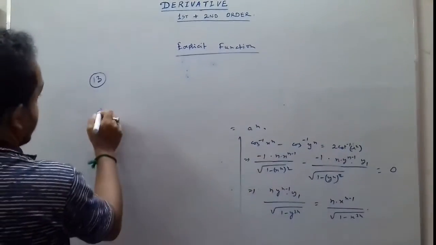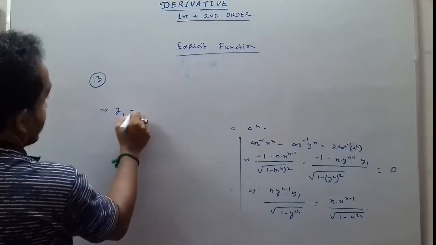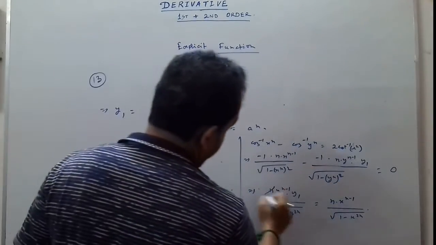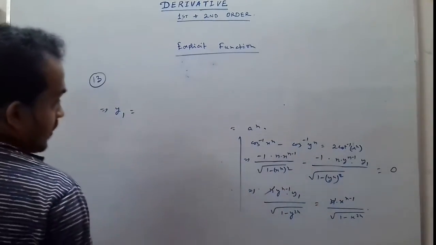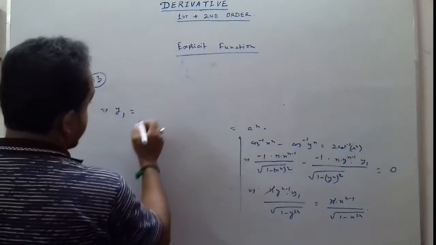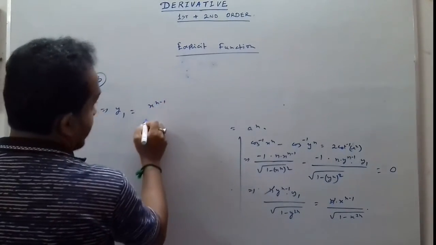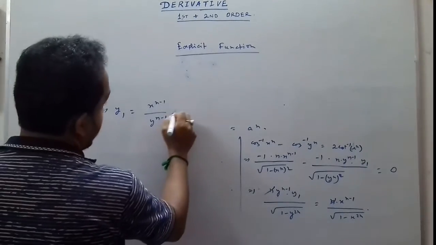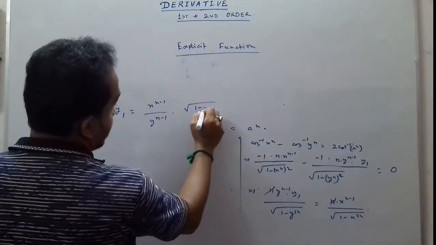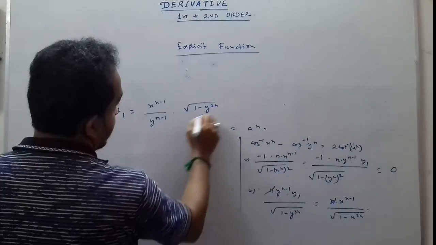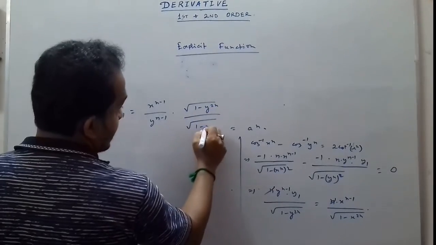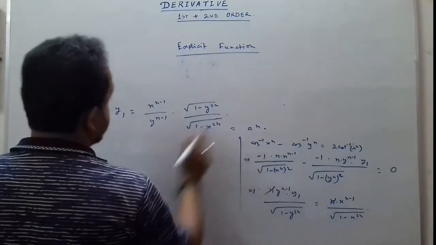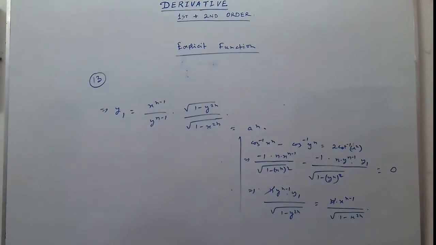Okay. Therefore y1 is equal to, n cancels, y1 is equal to x power n minus 1 over y power n minus 1 into root under 1 minus y power 2n divided by root under 1 minus x power 2n. This one is our proof, hence proved.